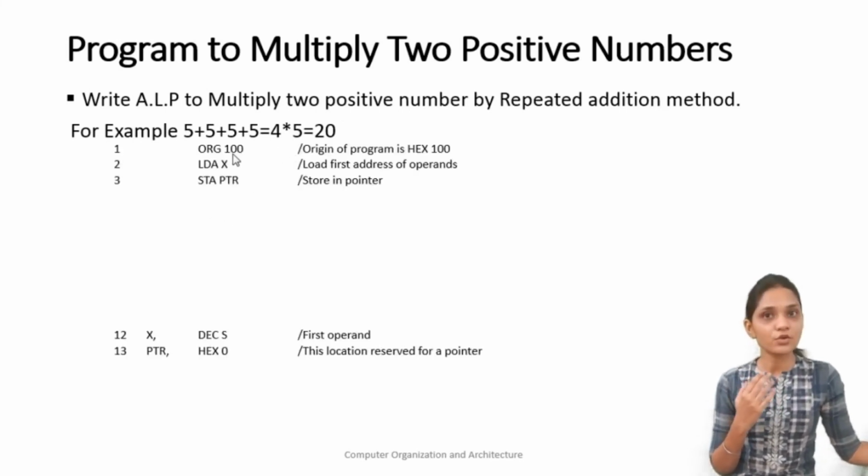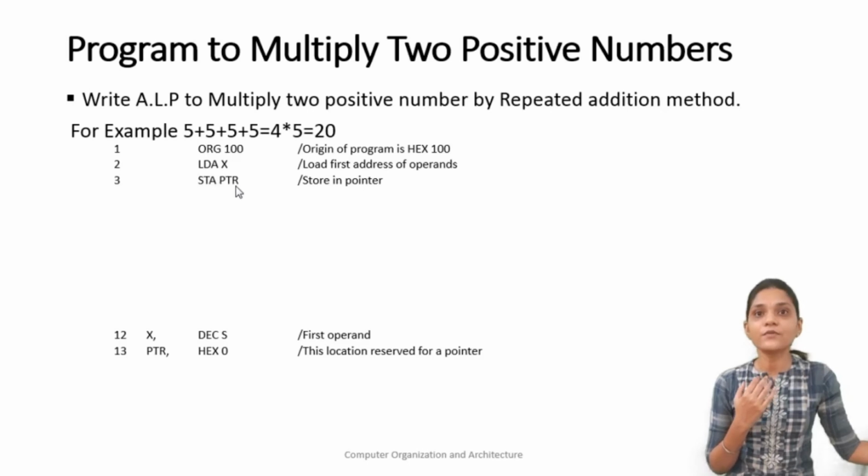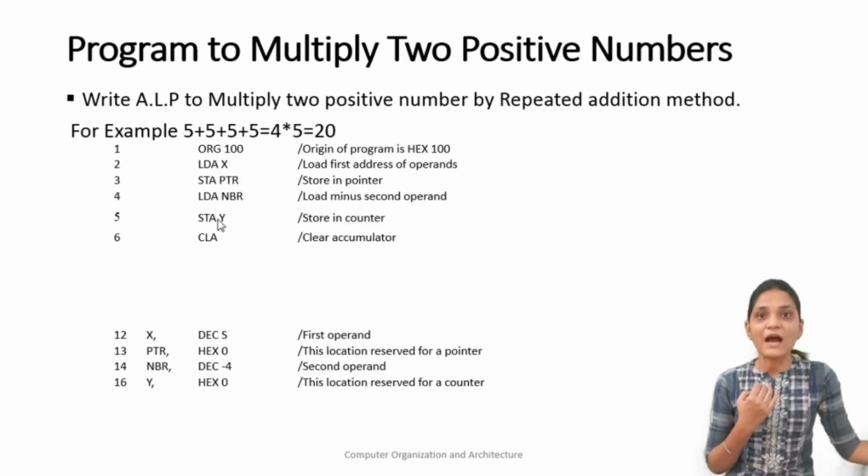First we will start with the location 100, then we will load the number from location X to the accumulator. After that we will store that to the PTR location, so that the first number, the first address of the operand we have over here, we are storing to location PTR. After that we will load the second number, that is -4.